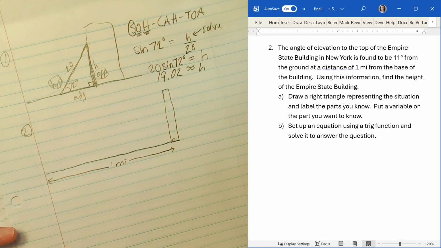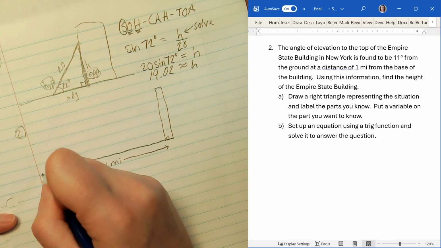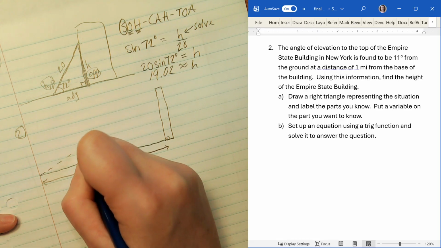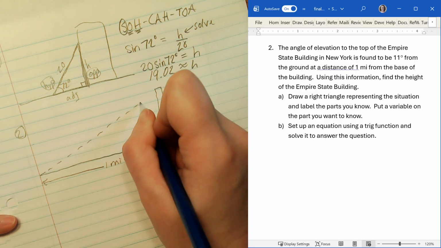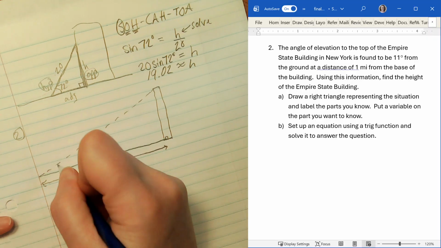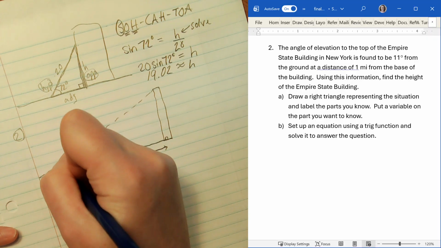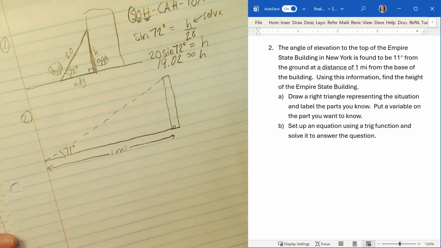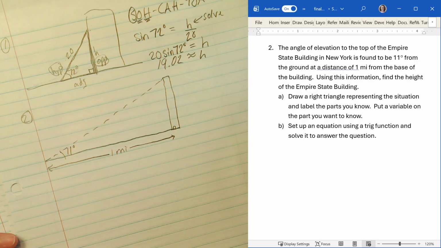And they're looking at the top of the Empire State Building. So they're looking like this, and they've got a little protractor with them holding it up to their eye, or they've got some surveying tools to measure this angle here. And this angle is the angle of elevation. So that is 11 degrees.